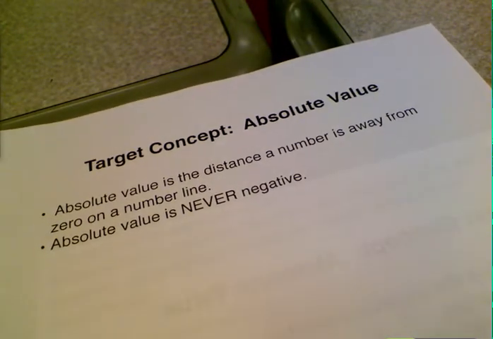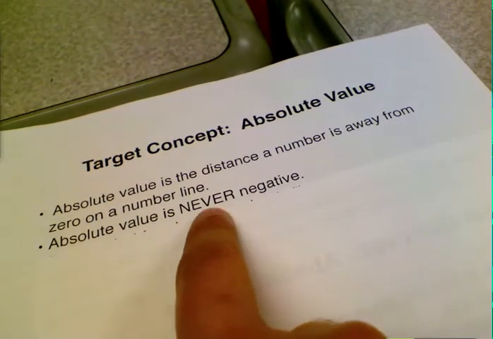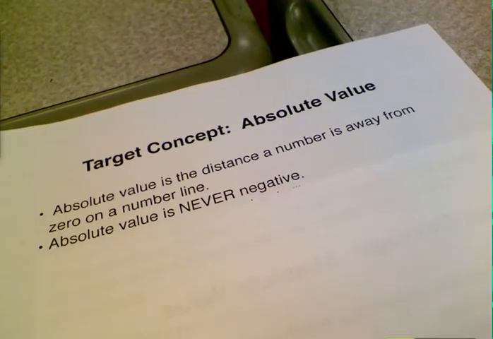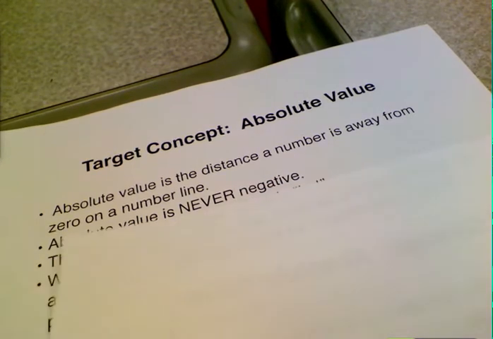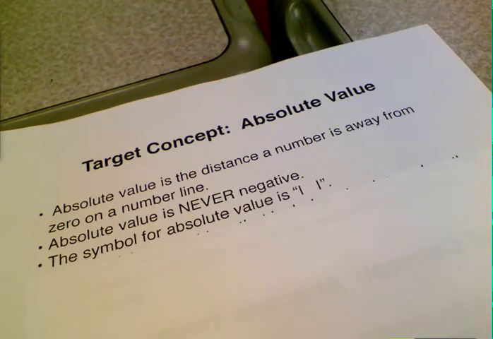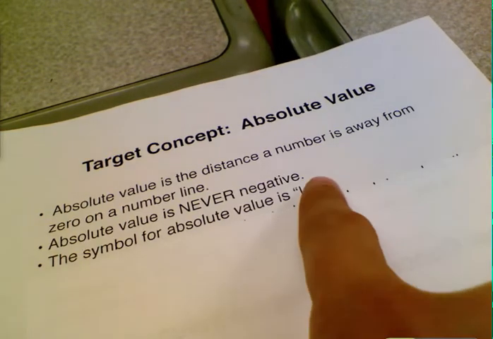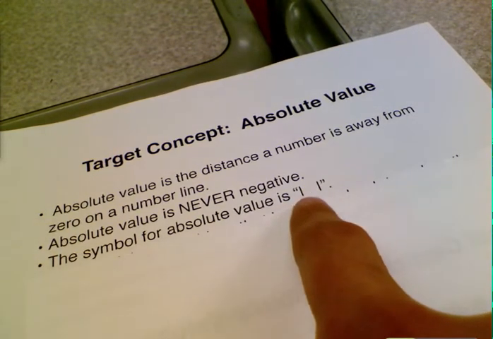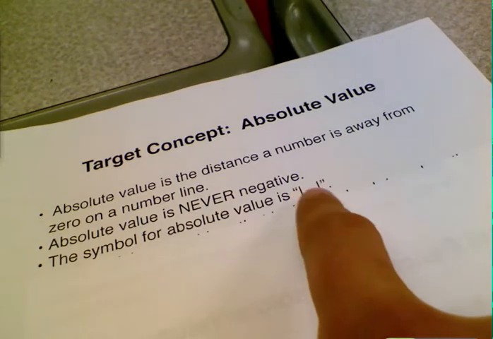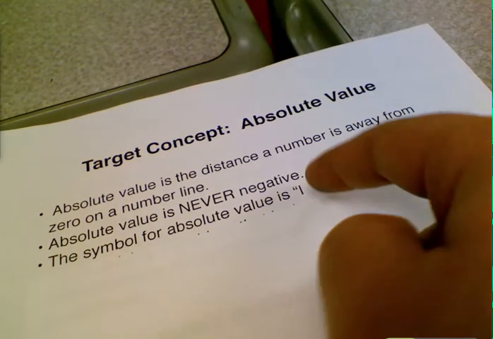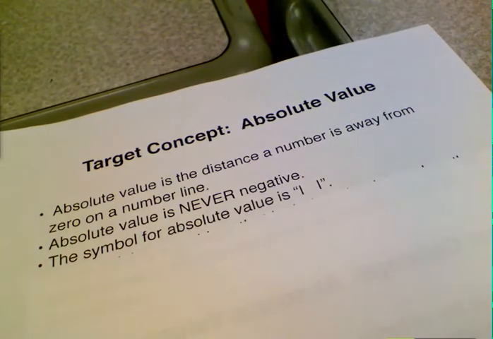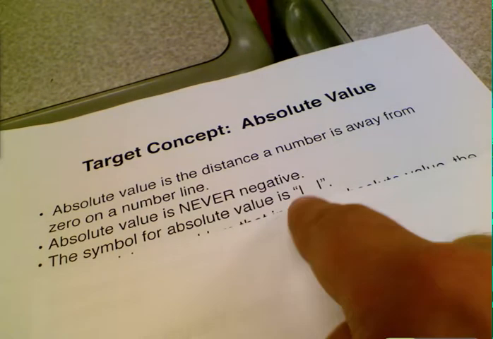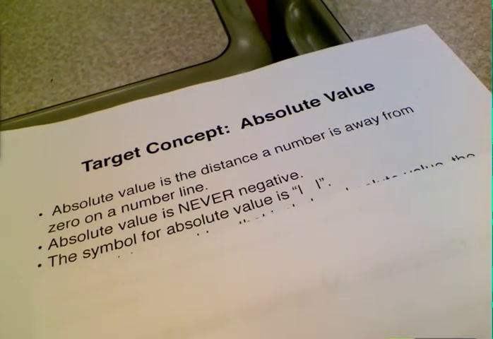Next point we want to make, absolute value is never negative. Notice the word never there is all capitalized as a kind of reminder. The symbol for absolute value looks like so, okay? Some say, oh, that looks like 11, but we just have two vertical lines here, and you're going to see numbers inside these vertical lines. You will also see maybe some problems where you're going to have to use order of operations inside the absolute value symbol there, okay?